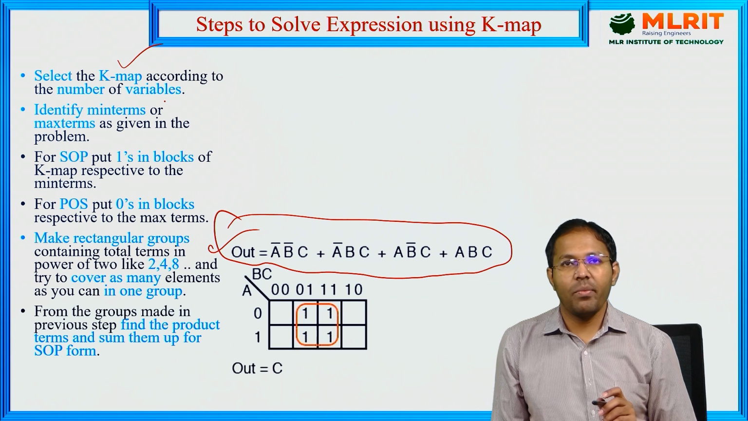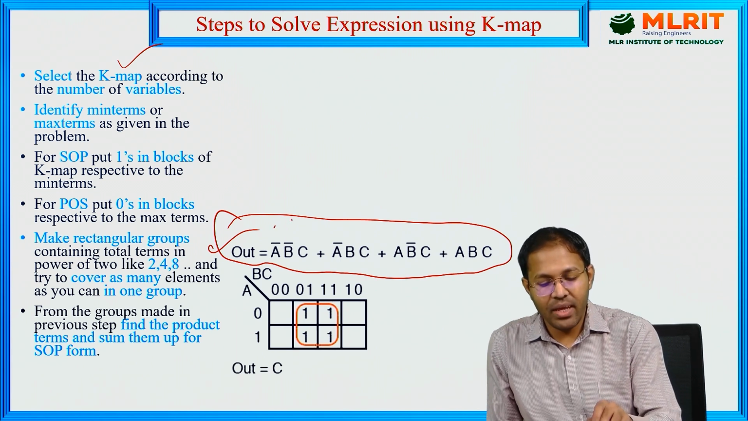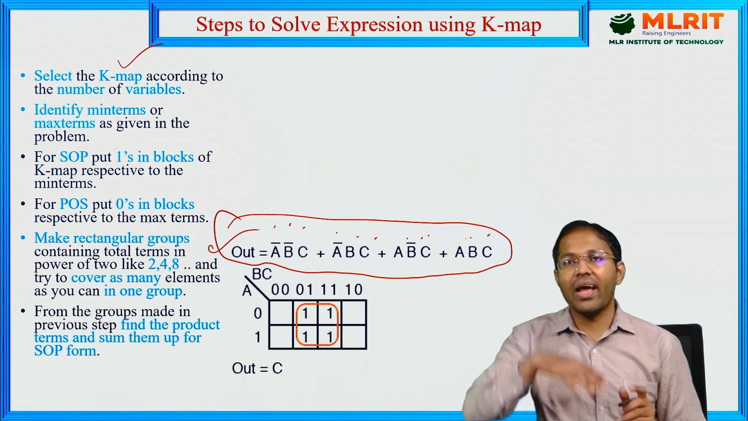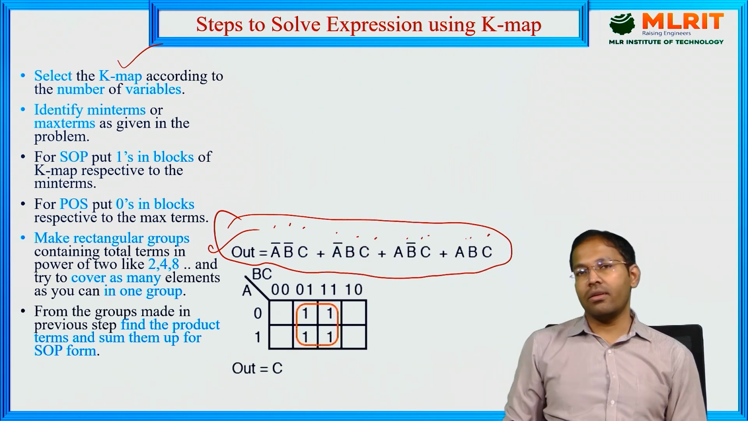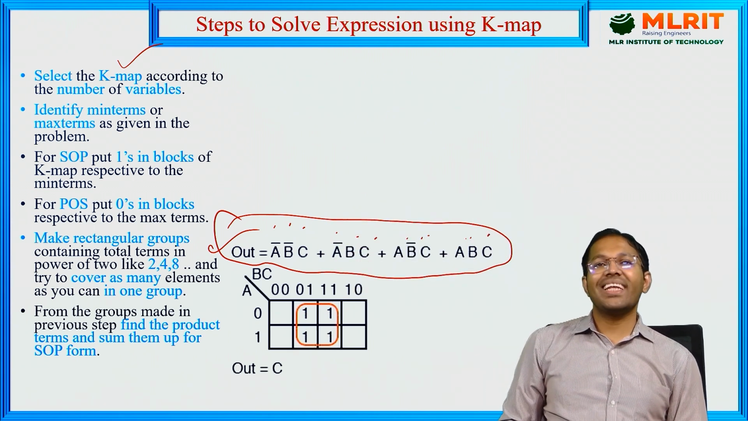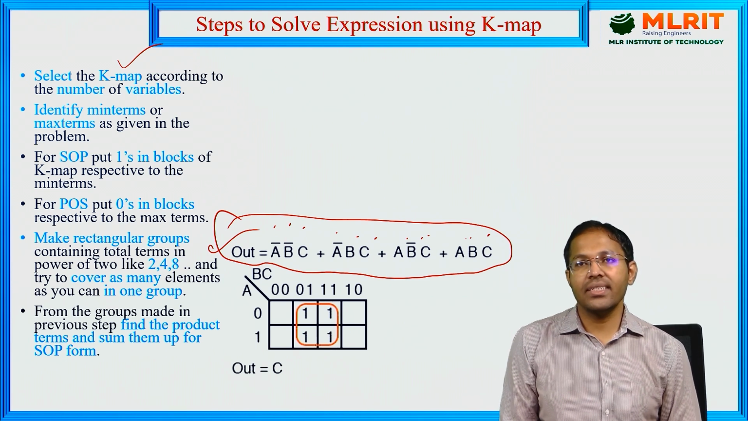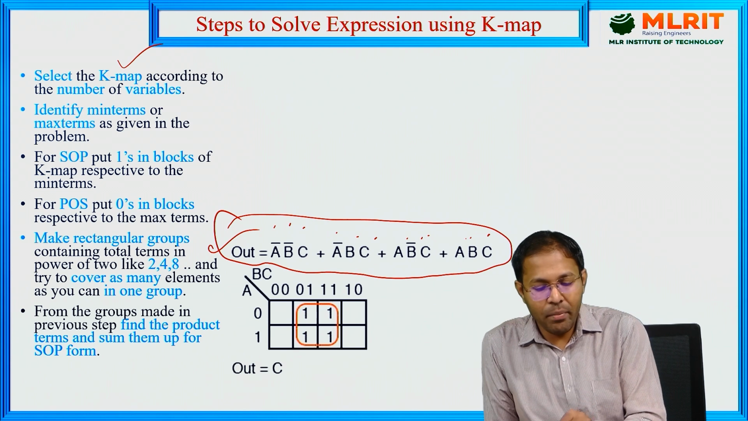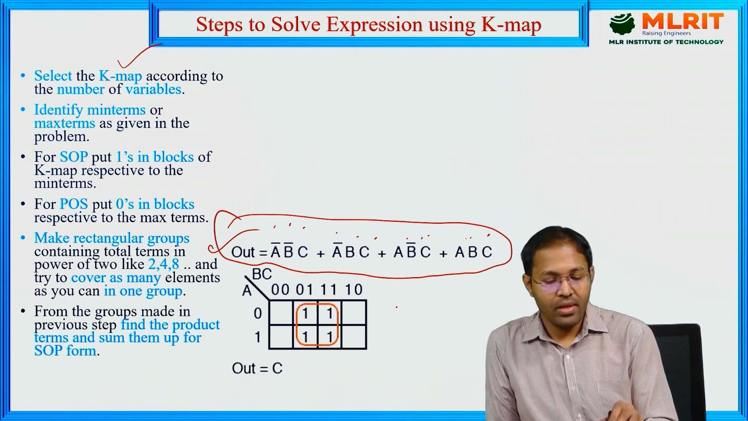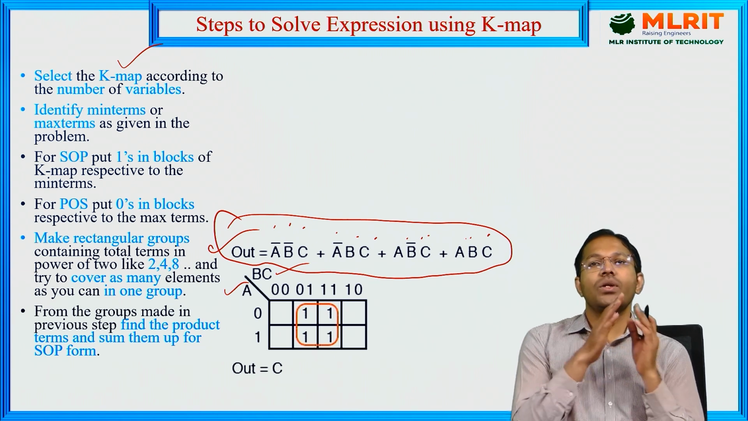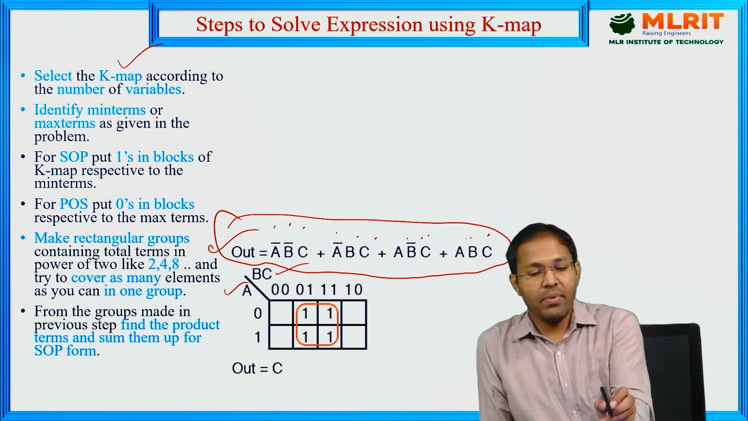Now, let us see how many variables we have. Okay, we have A, B, C. Again A, B, C, A, B, C. We don't have any D term, E term, F term, and so on. So, we have only three variables A, B, C. Hence, we will have to select a K-map of this form. We are taking A here and then B, C here.